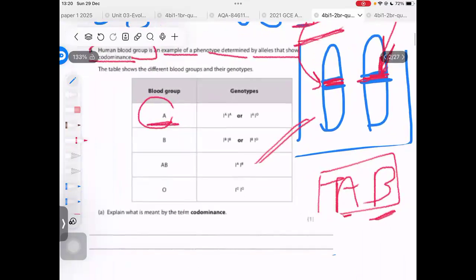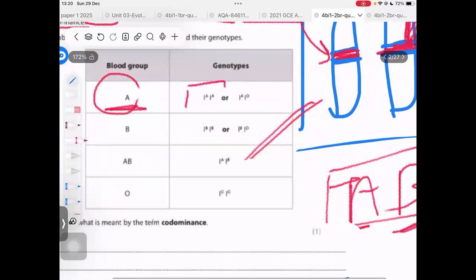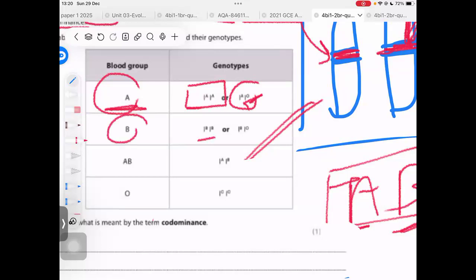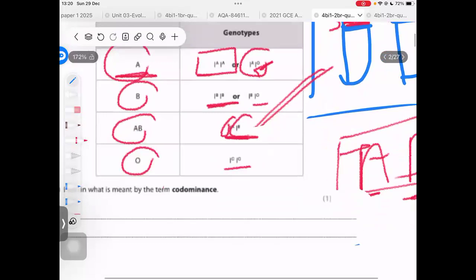To have blood group A, the genotype could be either IA IA or IA I naught, because I naught is recessive. IA is dominant to I naught, therefore blood group A is shown. If you take B, the IB IB combination would give blood group B, or the IB I naught combination can also give blood group B. And AB has only one possible genotype, IA IB alleles together. And the O blood group also has only one possible genotype, which is I naught.